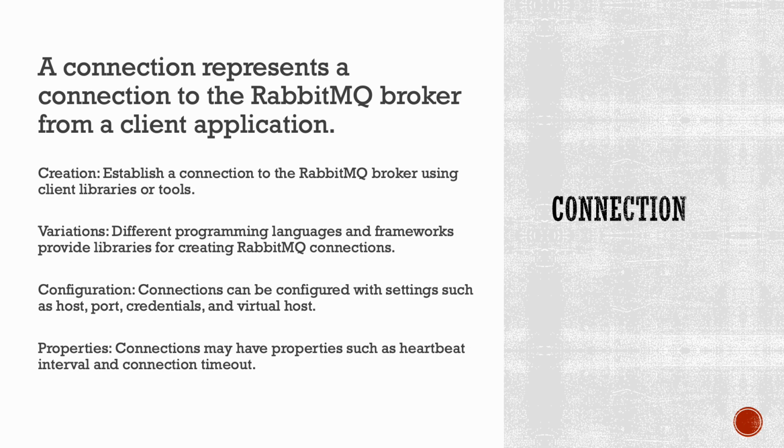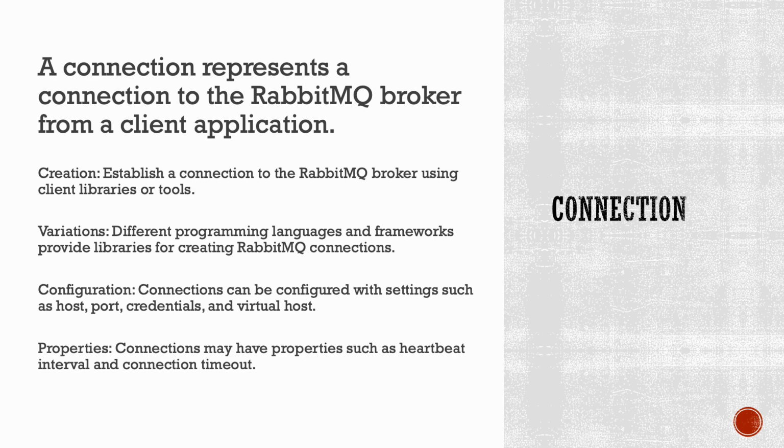Configuration. When creating a connection, various settings can be configured. These include specifying the RabbitMQ broker's host, port, credentials, username and password, and virtual host. These settings ensure that the client application can connect to the correct RabbitMQ instance.